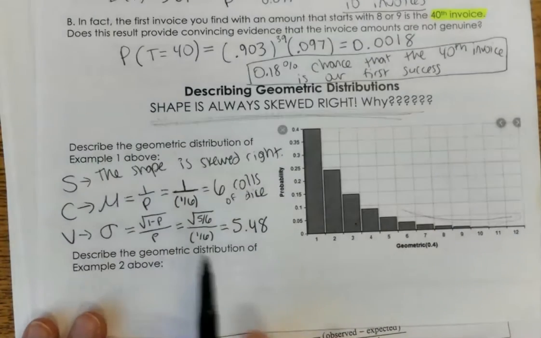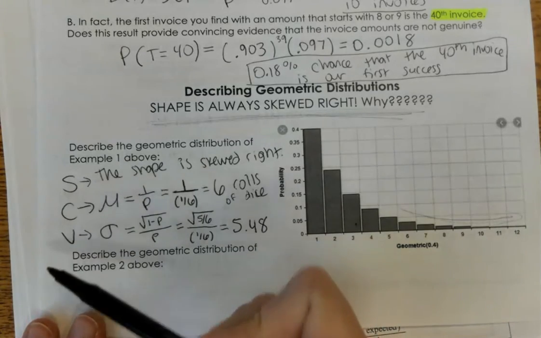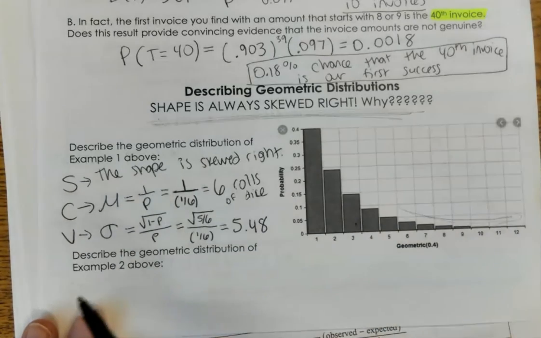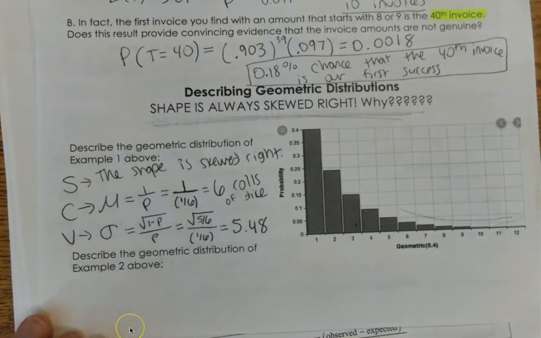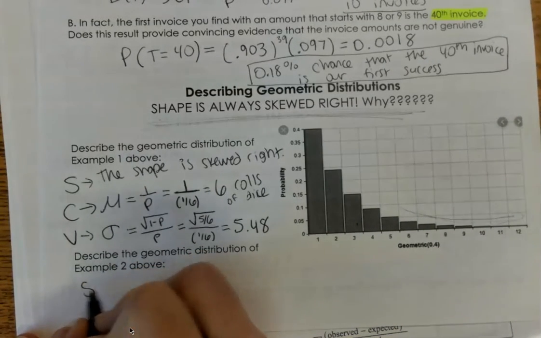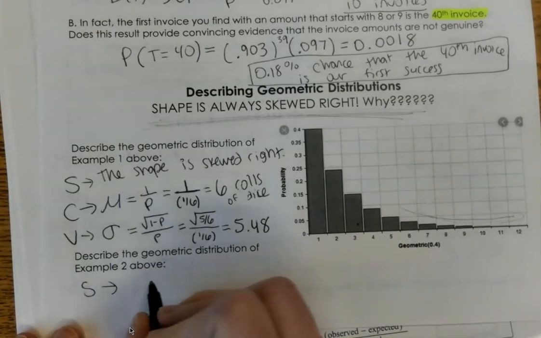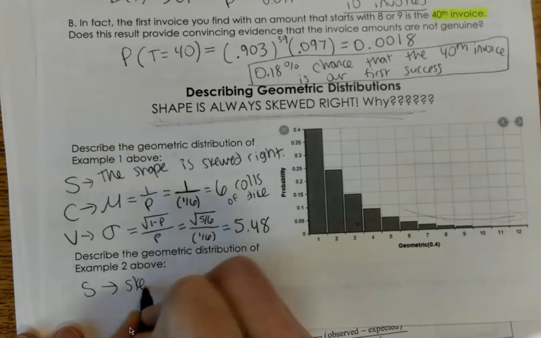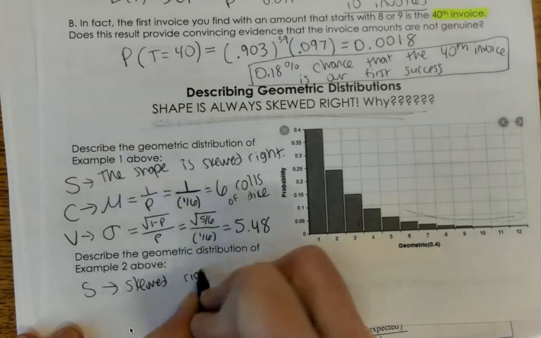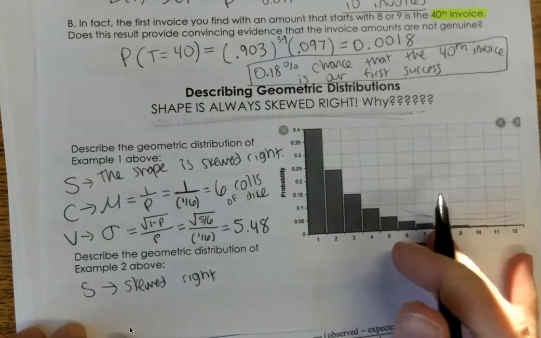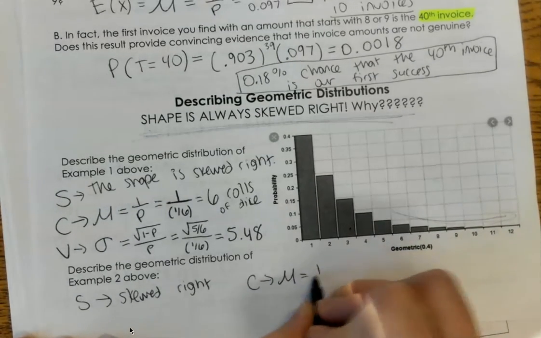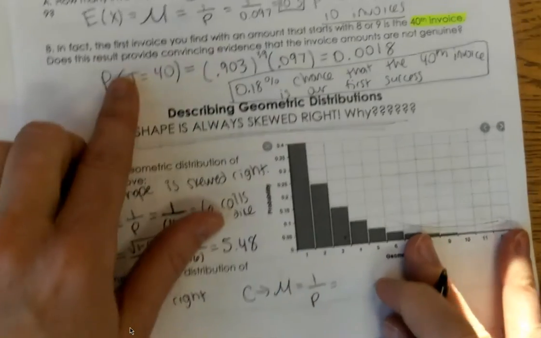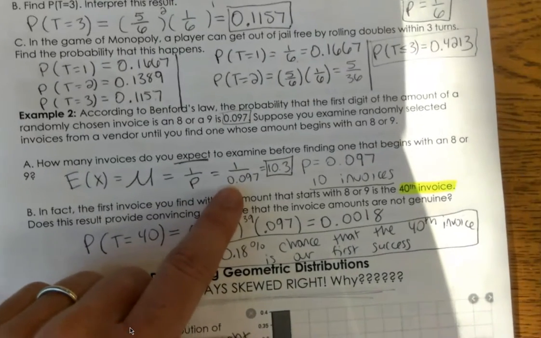All right, I want you to go ahead and try to describe example 2 in the same way, the shape and the center and the variability. Remember to use those two formulas for the center and variability, and then we'll check your work in a second. All right, so for shape, I hope you said skewed right. The distribution is skewed right because all geometric distributions are skewed right. All right, for your center, you're using that same mean formula, 1 over p. So the probability here, the probability of success was this.